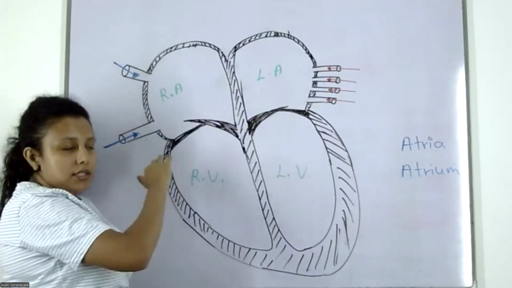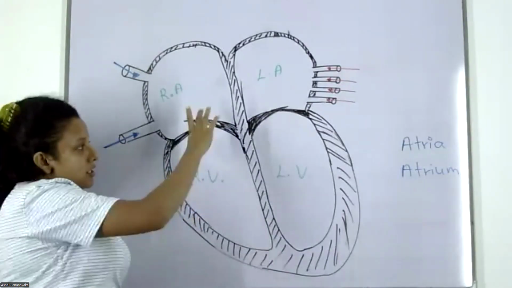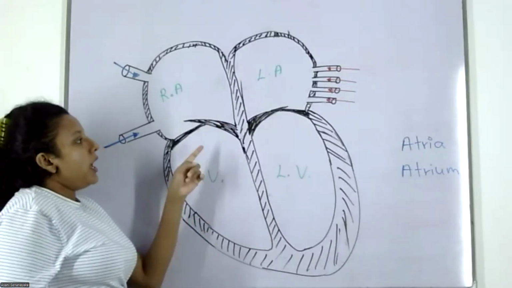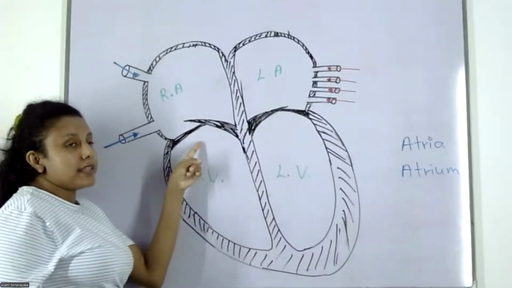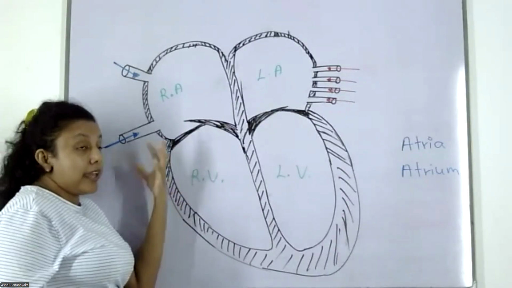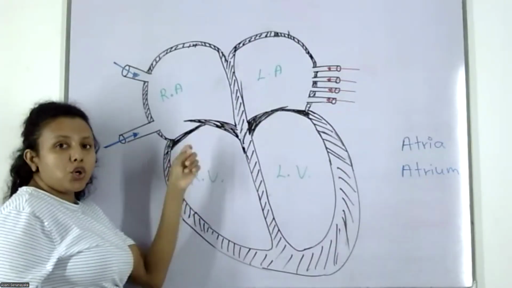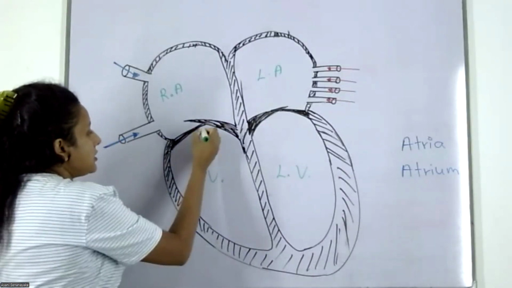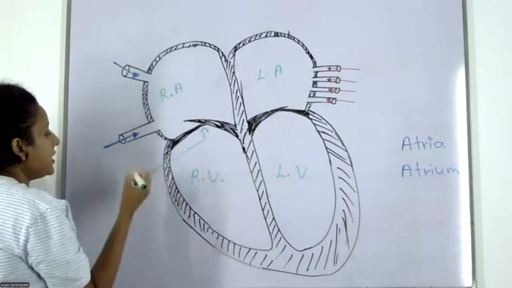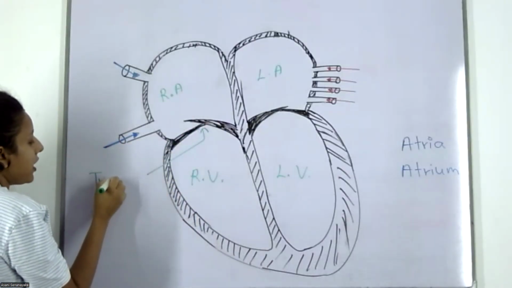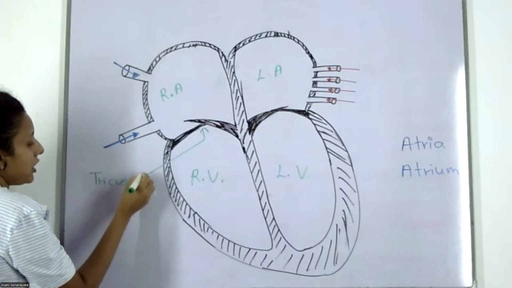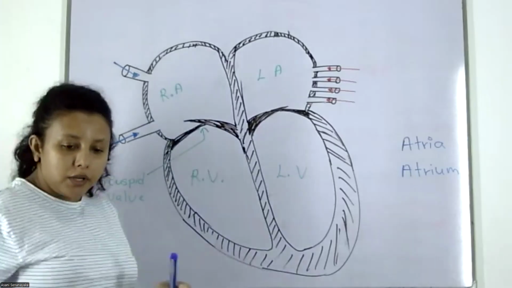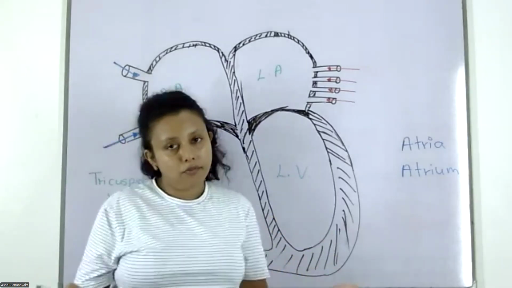Now you can see the right ventricle. These two chambers are separate, and these two chambers are separate, though not completely separate. This is separated by something like a gate here. This gate we call a valve. That valve here we call the tricuspid valve. Valve means we can open when we want, we can close when we want.